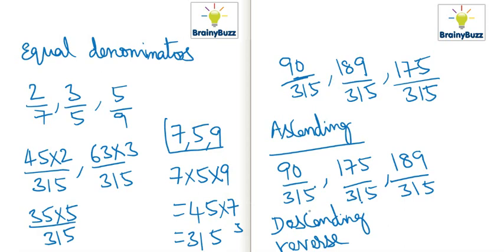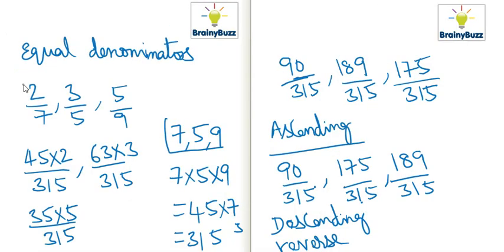And second way, finding the value. Fractions are 2 by 7, 3 by 5, 5 by 9. Find the value of first, 2 by 7.